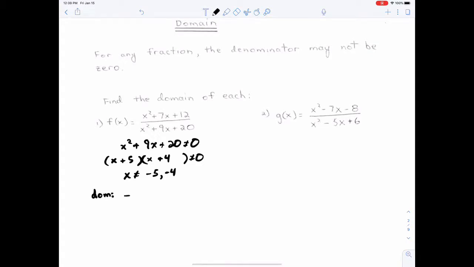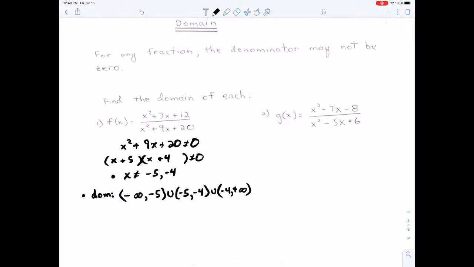So we start at negative infinity and go to negative 5. Then we skip over the negative 5 and start just on the other side of the negative 5 and go to negative 4. Then we skip over the negative 4 and go to positive infinity. So this right here is what's excluded from the domain. x cannot be negative 5 and negative 4. But this is what the domain actually is: everything but negative 5 and negative 4.